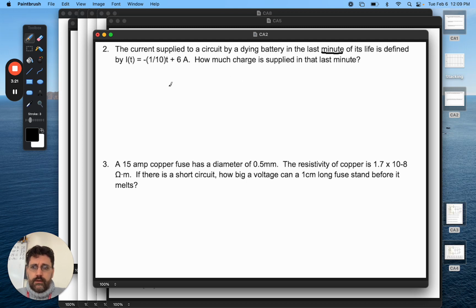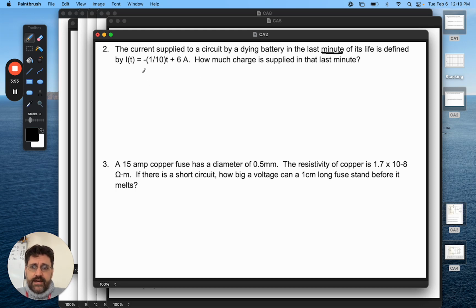So what you need to do, basically, if you were fumbling around wondering what to do, is use time 0. Then this term here is 0, and you realize that at time 0 there's 6 amps of current. And then if you type in 60, as in 60 seconds, or 1 minute later, 60 times -1/10 is -6, plus 6 amps is 0. So that's why the last minute. Basically, the current decreases linearly to 0.